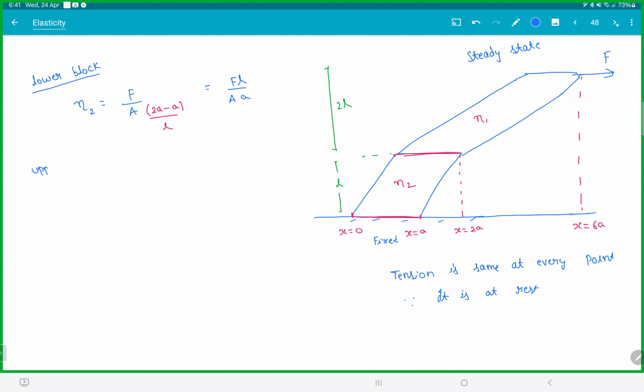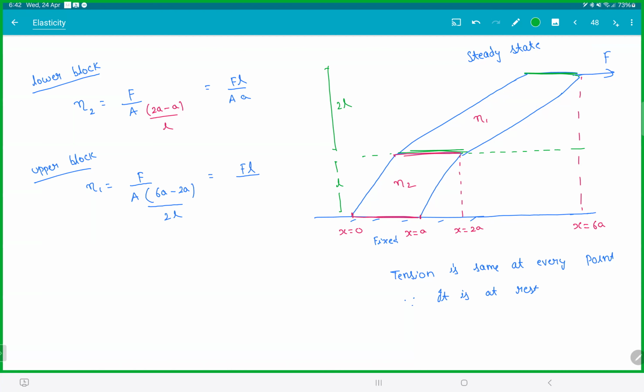For the upper block, eta 1, it is the same force F by A. This point here used to be at A, now it is at 2A. This point used to be at A, it is at 6A. So what you're interested in is this relative displacement. For the second block, we're talking about this displacement, and the length is 2L.